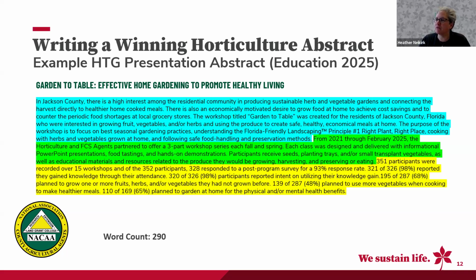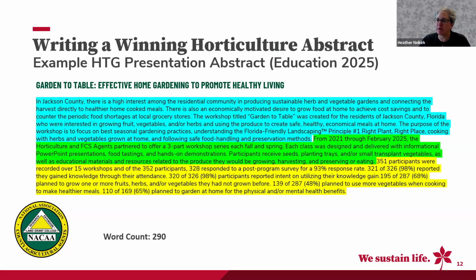So there's high interest among the residential community in producing sustainable urban vegetable gardens and connecting harvest directly to healthier home-cooked meals. Notice that they also mentioned an economically motivated desire to grow food at home in order to achieve cost savings and to counter periodic food shortages. They're setting the stage, right? The workshop title was created and it tells you where and who and what their background was. So it's identifying that target audience.